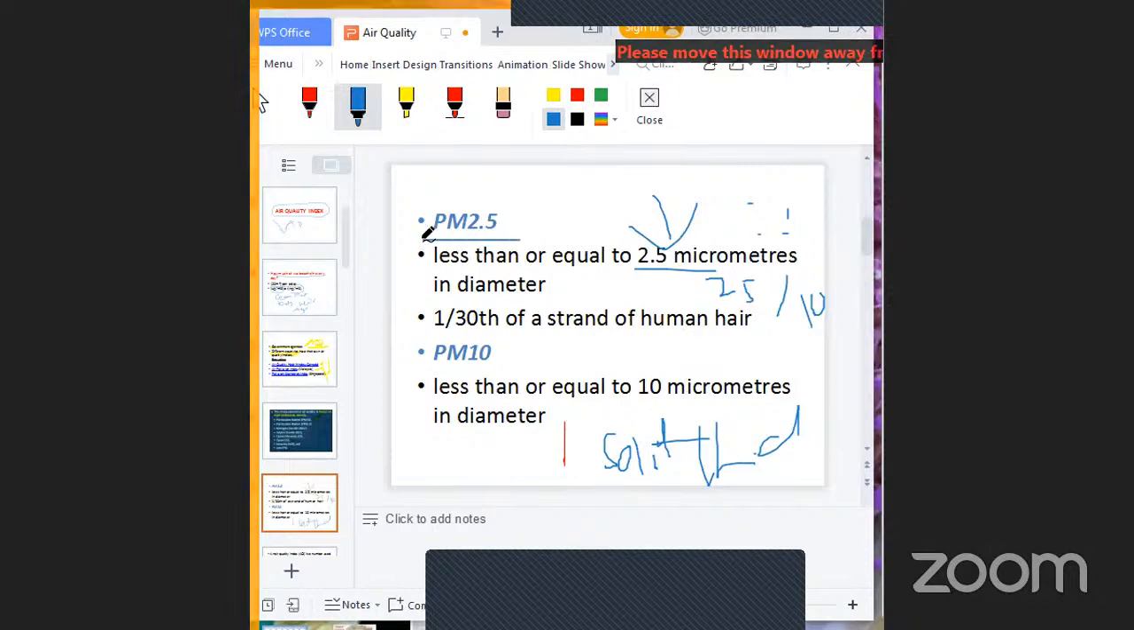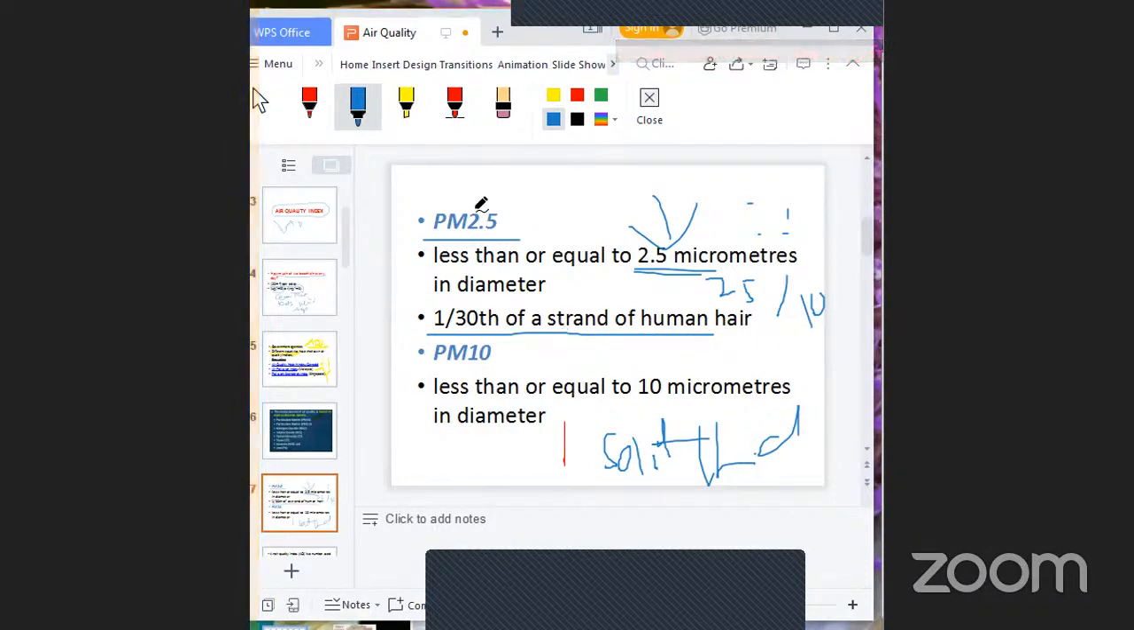Let me talk about PM 2.5. These are fine particles that are less than or equal to 2.5 micrometers in diameter. They are about 1/38 of a strand of human hair. How much? 1/38 of your hair, right? That means too small. It is very, very small, too small for the human eye to see, right?